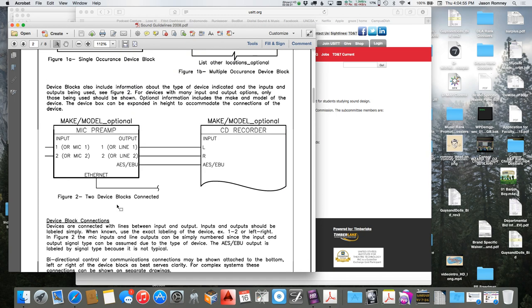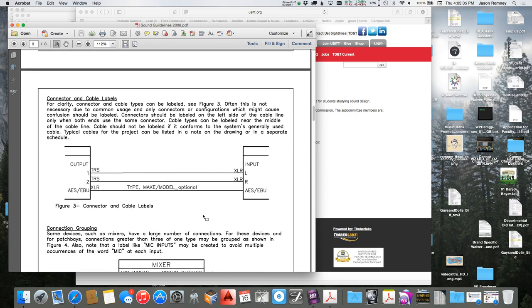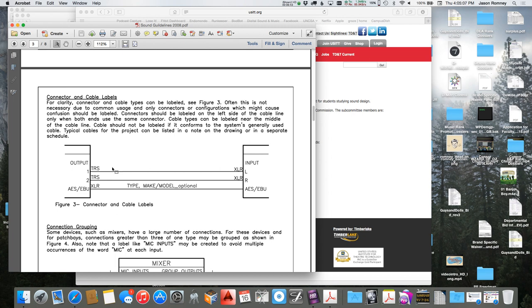So you could really do a whole diagram just like this, with little device blocks with names of the equipment on them, and you connect it all up together. There are some things you could do to make things a little bit more specific. For example, if this was the only drawing you were going to do, you may want to indicate connection types, whether it's XLR or quarter-inch TRS, that kind of stuff.